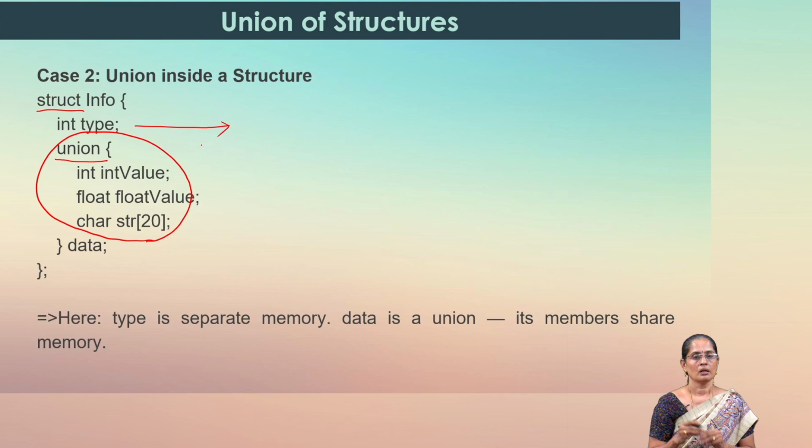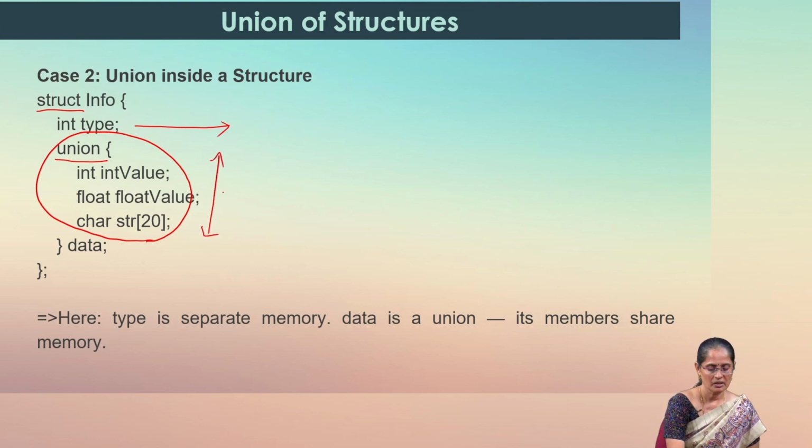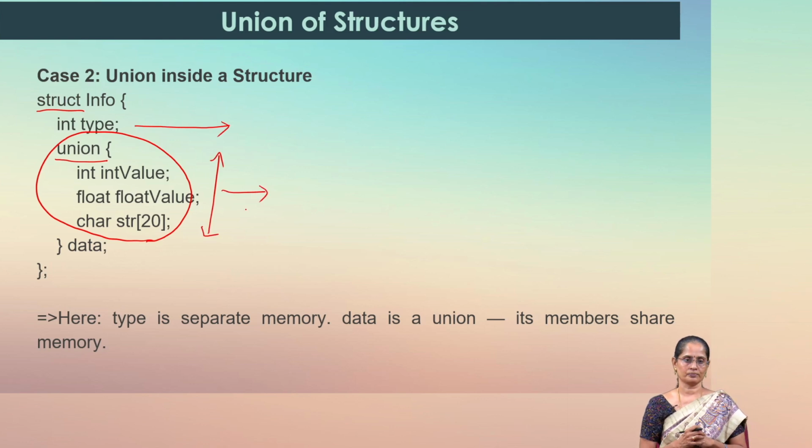But then the structure's memory will be different for different members, or the memory location will be separate for each member. Say for instance, the type will be assigned with a particular location and this complete union will be assigned with another location. So, this is the interesting concept of combining union and structure. So, let us see the demonstration of union within a structure and structure within a union examples.